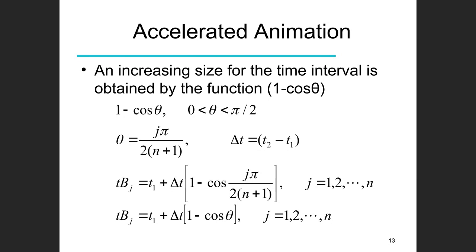So rather than writing this whole thing, we can write theta. But we have to calculate theta by using this equation, j pi divided by 2n plus 1. So by this equation, we have to compute the time for every in-between frame. B is for between, T is for time, and j is the index for the in-between frame.